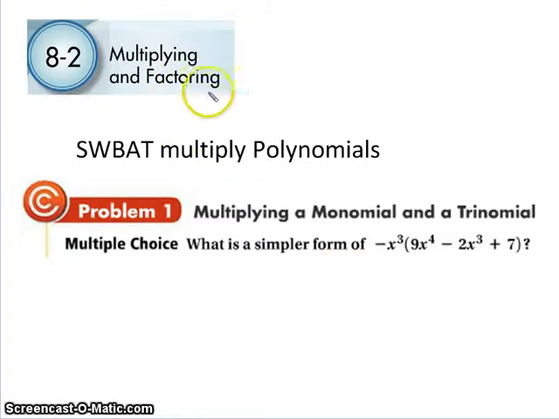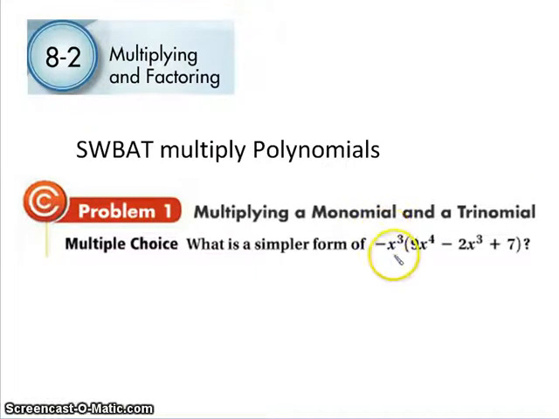All right. Multiplying and factoring. We're continuing our look into polynomials. We're going to be able to multiply polynomials as well as do things like pull out the GCF, all that kind of stuff. Multiplying a monomial and a trinomial. This is basically just the distributive property.